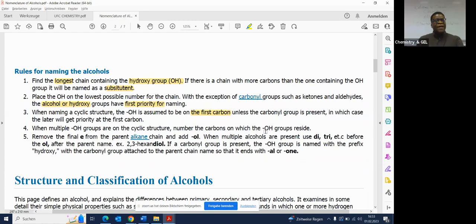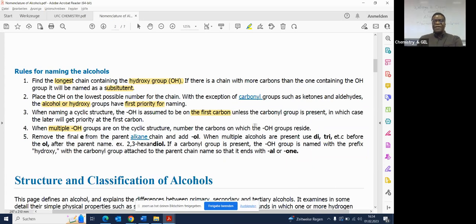So, we assuming this cyclic structure has got the OH. So that OH is standing on the first carbon for when multiple, okay, many. When multiple OH groups are on the cyclic structure, number the carbons on which the OH groups reside.